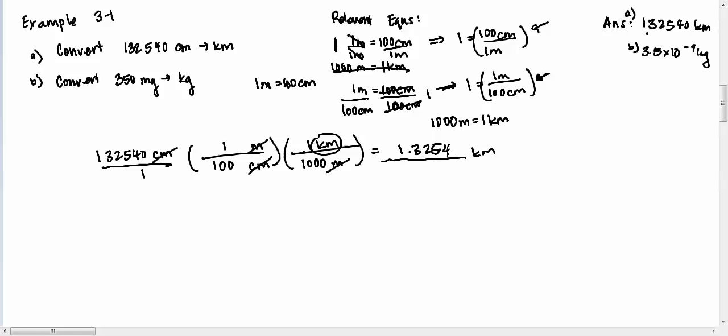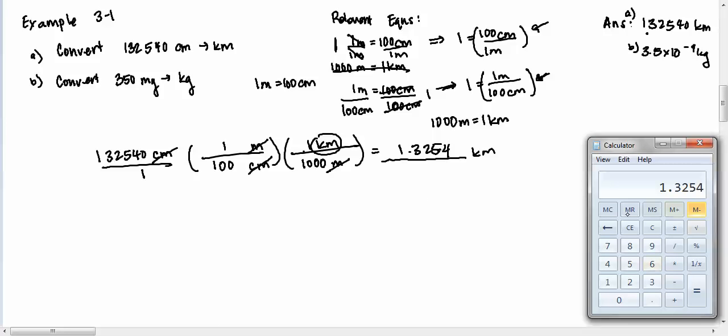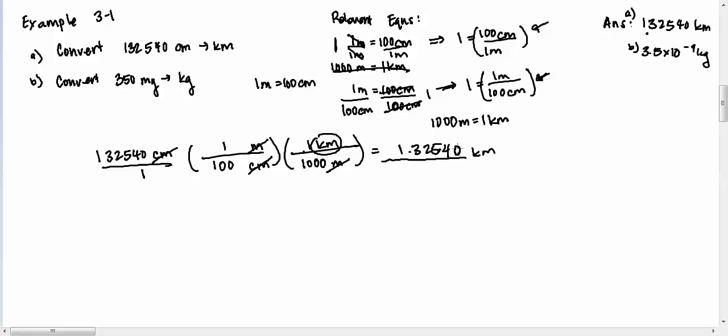Now I know that the calculator only shows 1.3254, but the original part had an extra 0 over here, and when we go into significant figures, what I want to do is keep this 0 over here. I'll explain to you why later. In fact, this would be a good problem to come back to.